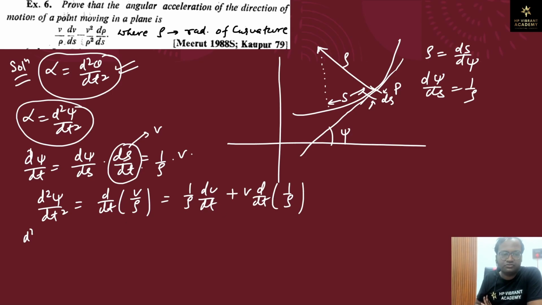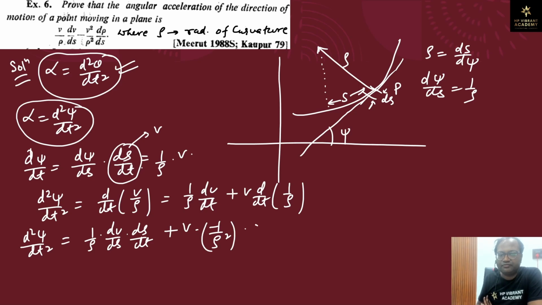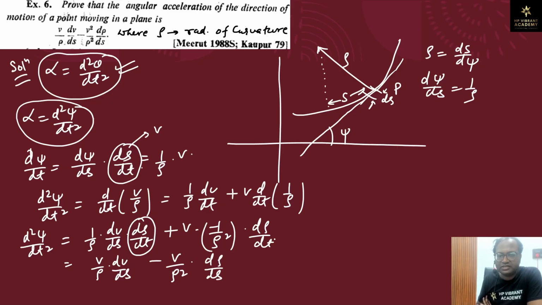This is d2 psi upon dt square equal to 1 upon rho into dv upon ds into ds upon dt, plus v into minus 1 by rho square into d rho upon dt. Since ds upon dt is v, we can write v upon rho into dv upon ds minus v upon rho square into d rho upon dt. We can write d rho upon dt as d rho upon ds into ds upon dt, and ds upon dt is again v. So we get v square upon rho square. This is alpha, the angular acceleration.